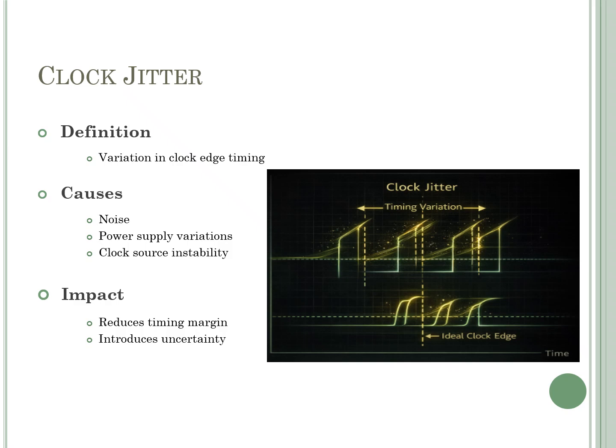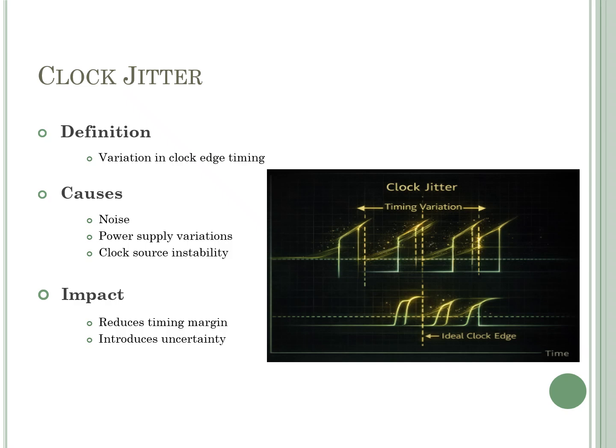In the previous slide, we saw clock skew, where the clock arrives at different times at different flip-flops. Now let's talk about another real-world problem. What if the clock itself is not stable? Clock jitter is the variation in the timing of clock edges. The clock edge does not occur at the exact same time in every cycle. Normally, we expect clock edges to occur at perfectly fixed intervals, but in reality, each clock edge slightly shifts forward and backward. This small variation is called jitter.